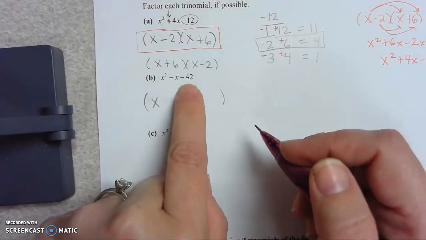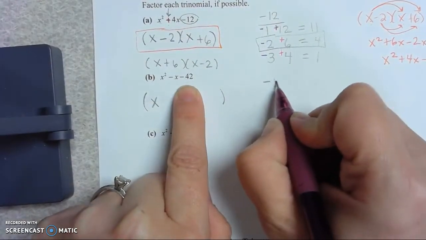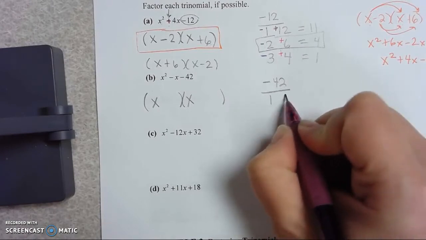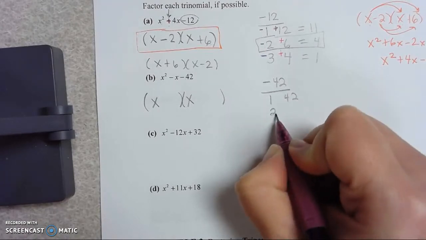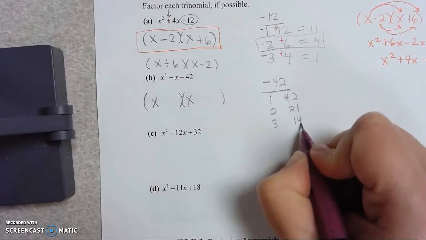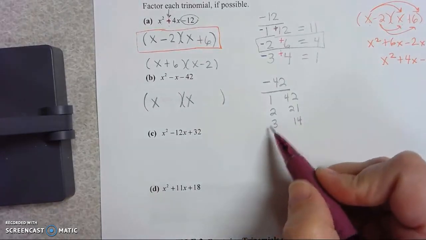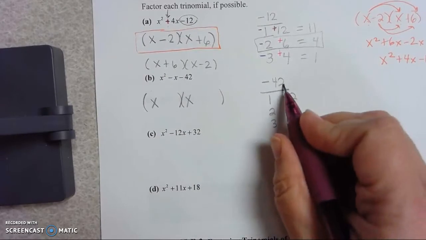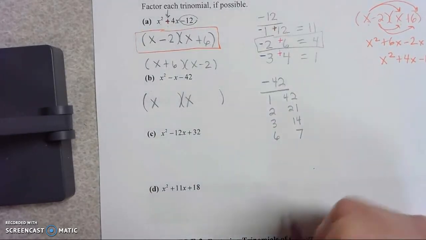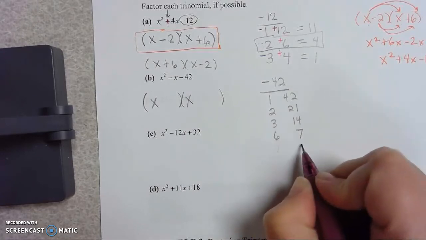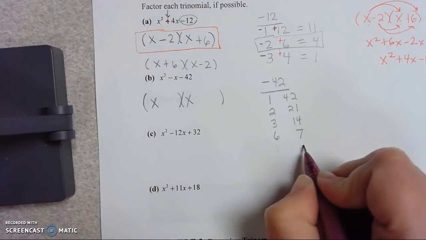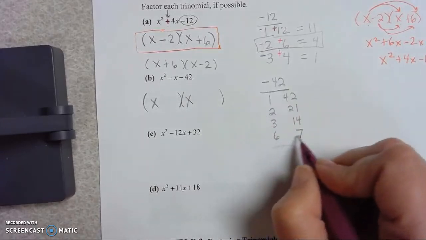Alright, now I need to know the factors of negative 42. So I'm going to start with 1 times 42, 2 times 21, 3 times 14. Alright, 4 won't go into that number, 5 won't divide into that number, 6 times 7. The next number would be 7 times 6. Alright, this is where they start to repeat. I know I've listed them all.